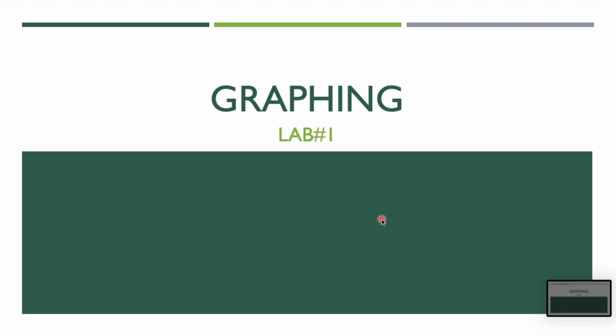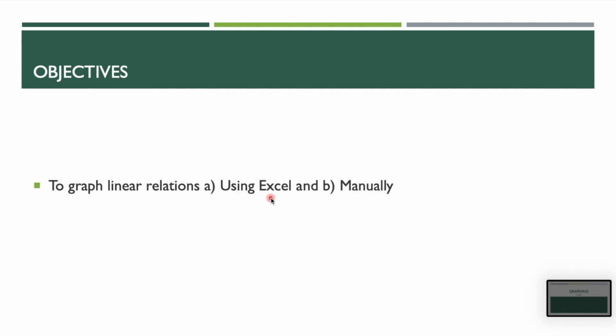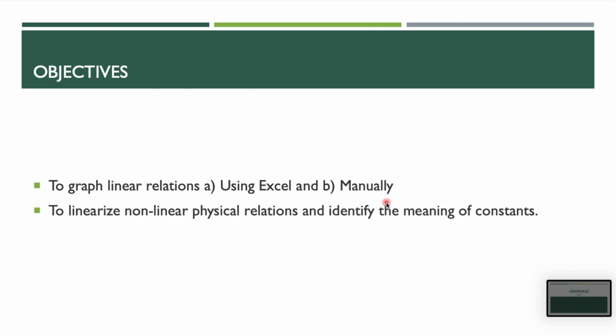wabarakatuh. The first lab is about graphing, and we will have two simple objectives. The first one is to graph linear relations, and we will do so using Excel and manually, or by hand. And the second thing is that we would like to linearize nonlinear physical relations and identify the meaning of constants. I know this sounds complicated, but it will turn out to be a simple concept.